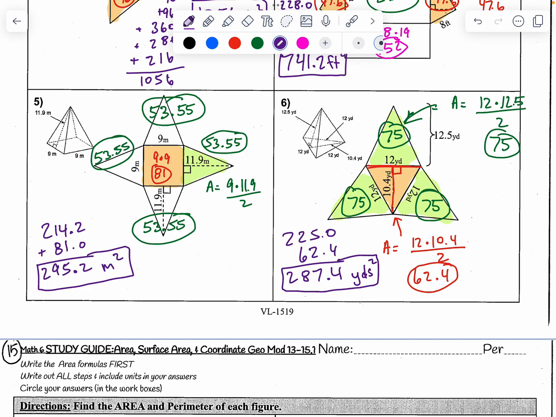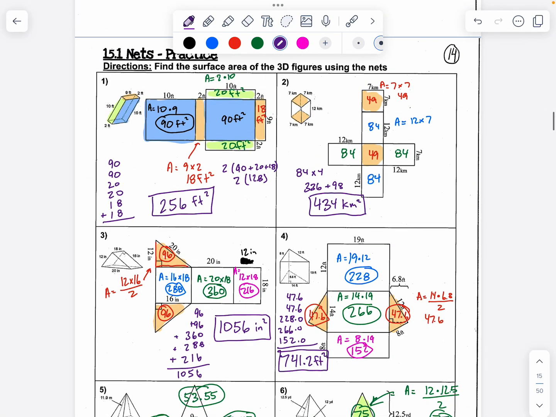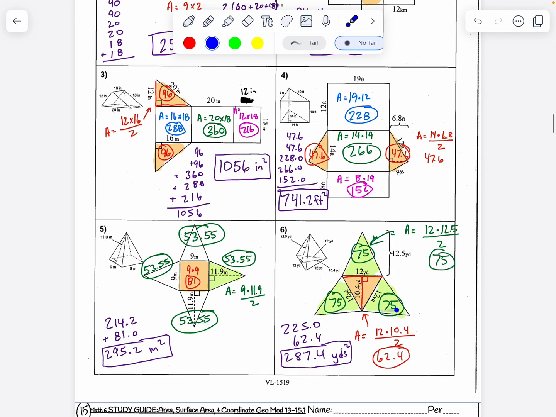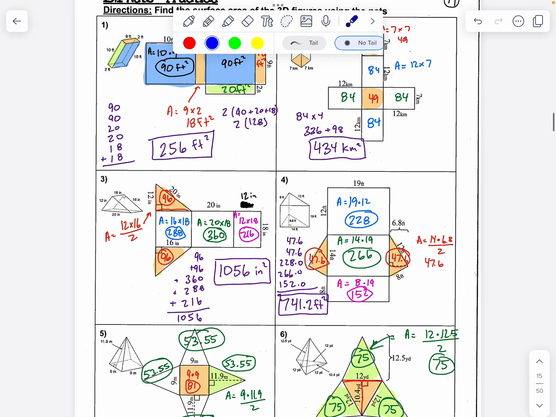There it is. That's it. I've done it. I've found the area of 2 kinds of rectangular prisms, 2 kinds of triangular prisms, and 2 kinds of pyramids. Go ahead and try some practice problems on your own. Good luck.